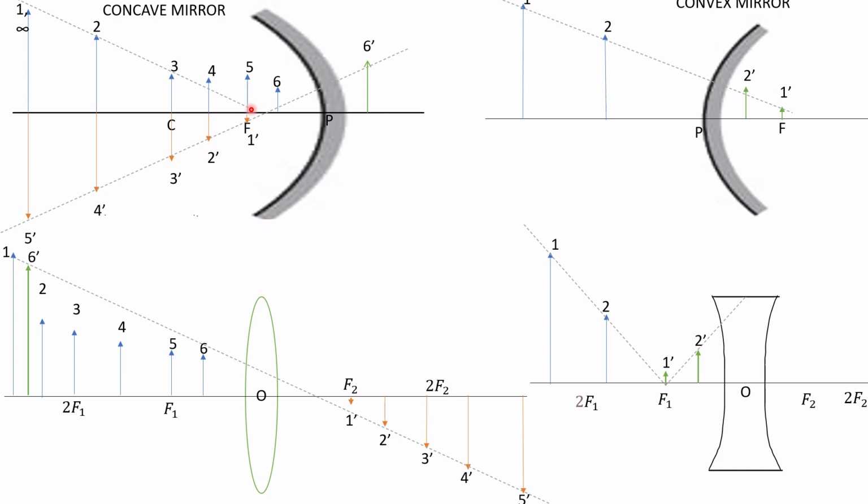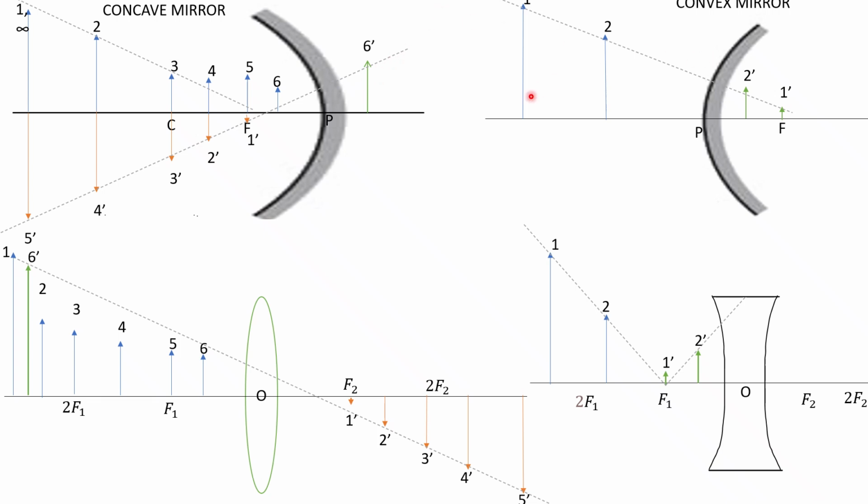At the fifth position, at F, the image is formed at infinity. Remember this: object at F, image at infinity. The sixth position is in between F and P. So you have already crossed infinity, so you have to make a virtual image, and that's where you make the virtual image.